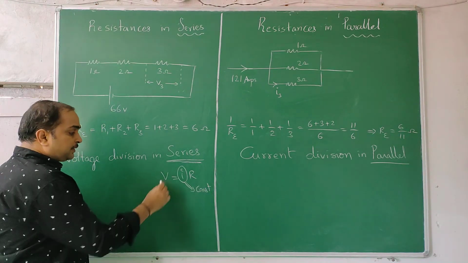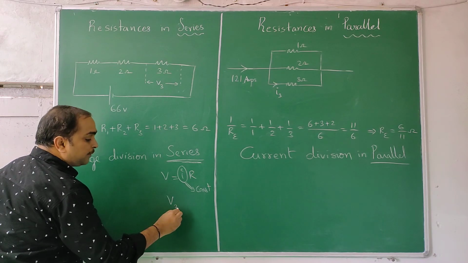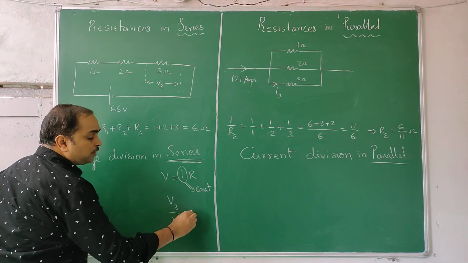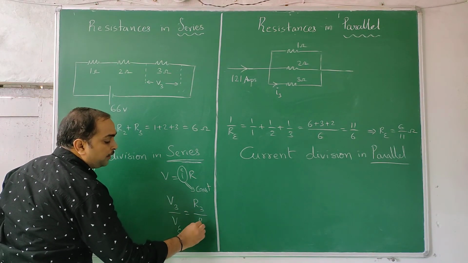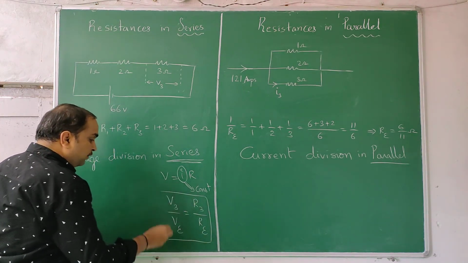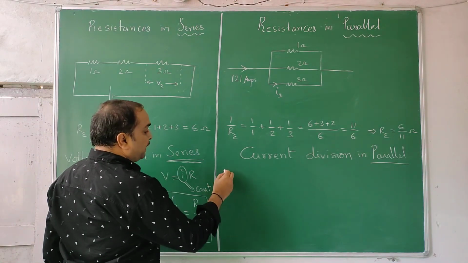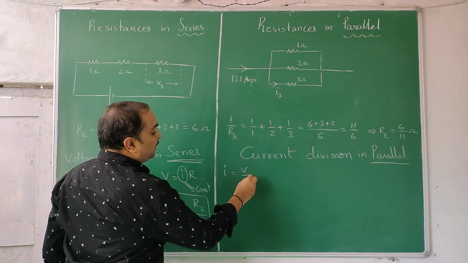So the short trick is V of any particular value. For example, I want V3. V3 by V equivalent is equal to R3 by R equivalent. Using this formula, we can find V3 directly. Similarly, here in parallel, I is equal to V by R.